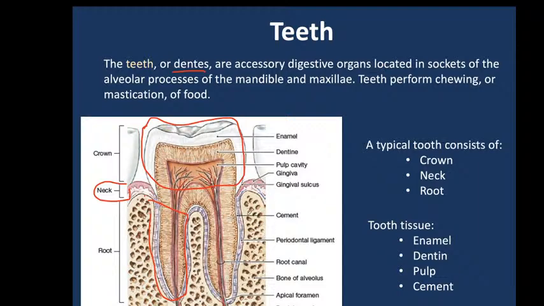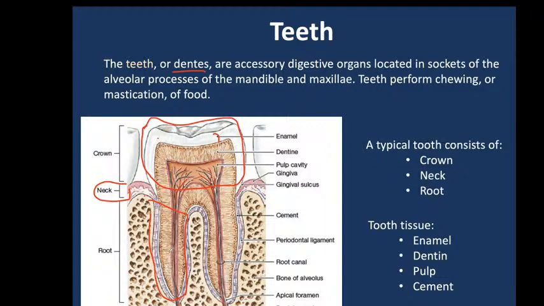different tissues. First one we call enamel. Here is the white enamel, made of calcium salts, and it protects the tooth from wear and tear. It is very hard tissue, the hardest tissue in our body, called enamel. Next is the dentin. Dentin is a calcified connective tissue, and the dentin makes up the majority of the tooth.